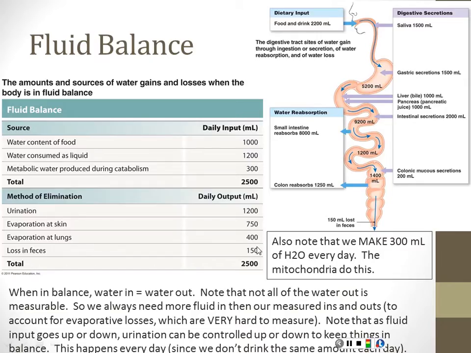Okay, so that leaves a big chunk though. That's 1,350, so we're still missing 1,150. Well, these two, the evaporations, are what we call the insensible losses, because we can't really measure them, at least not without going to great extremes, okay? So evaporation happens all the time, but it isn't measurable.